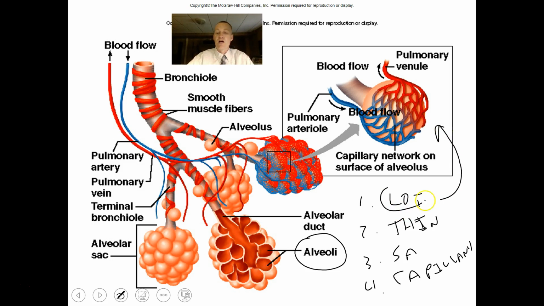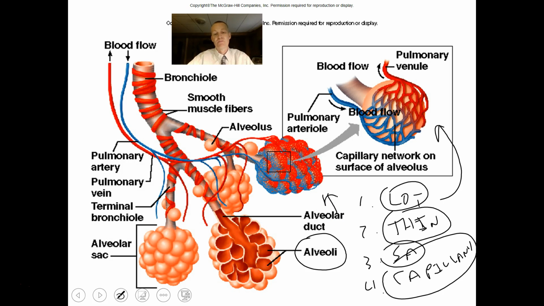Okay, so there's a lot of them. They're thin. There are tremendous amounts of surface area. Again, they fit on the size of a tennis court, and there's tremendous numbers of capillaries that are going to capture the gases that are being exchanged. Okay, and you can see a good view of the capillaries wrapped around it right there.